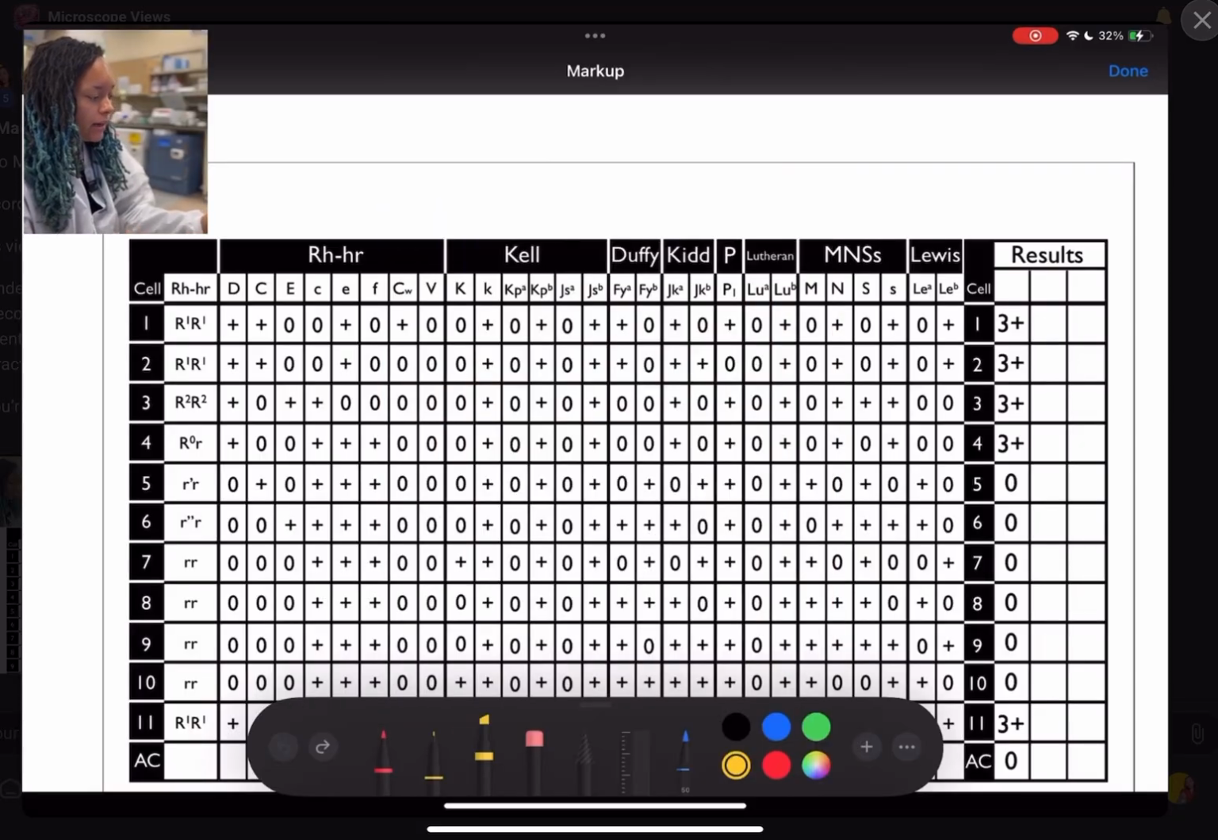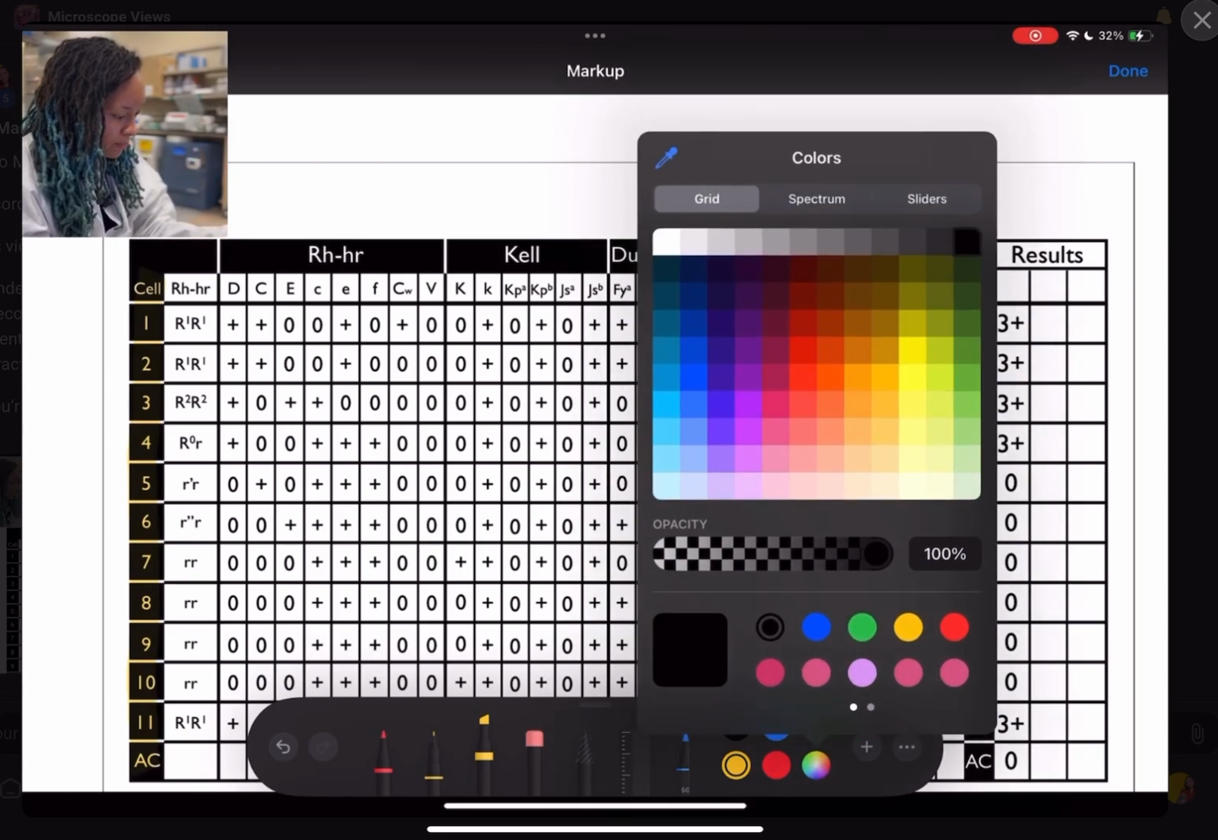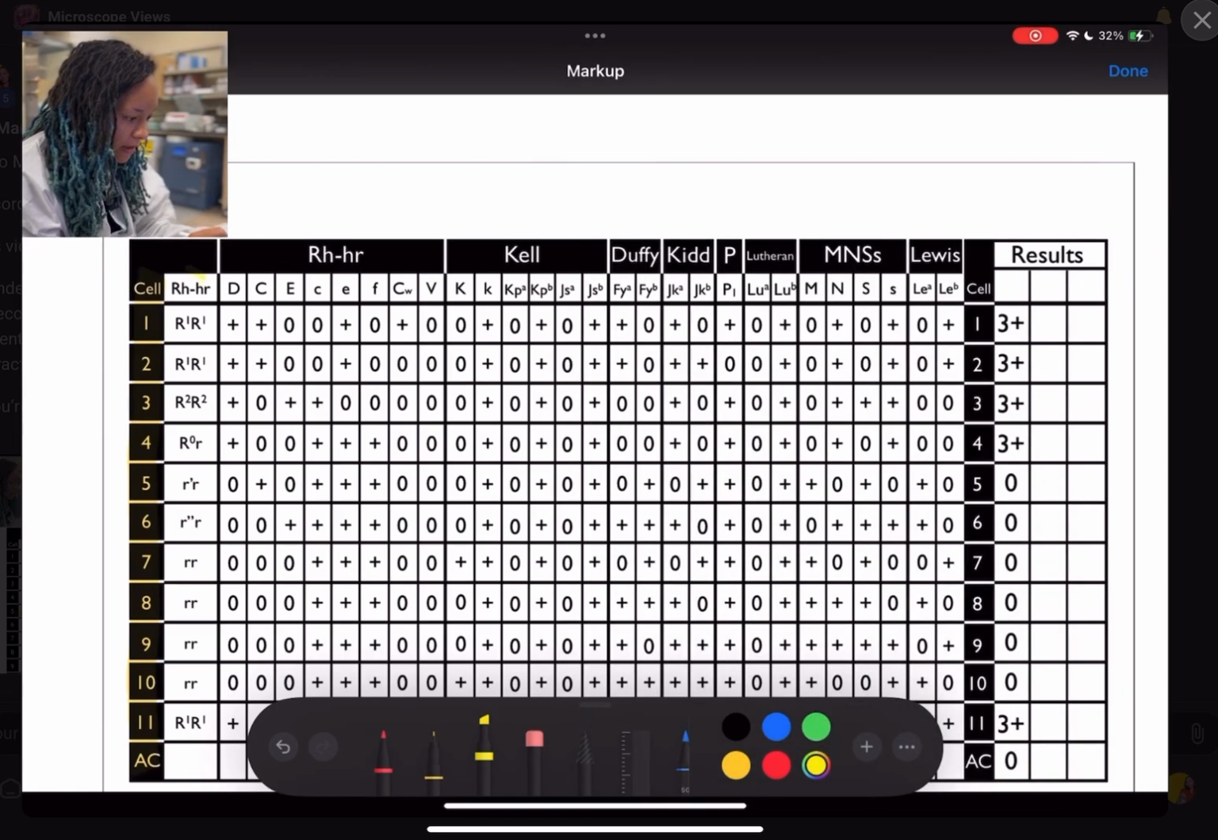When we are looking at an antigram, this is what we call an antigram, this thing on the screen. On this left-hand side, I'm going to highlight this in yellow. These are each of the cell numbers. So it's a panel of 11 different reagent red blood cells. The next column, I'm going to highlight in another yellow color. This is what we learn in school. This is your Fisher-Race designation, Fisher-Race-Wiener designation, the genotype of the patient.